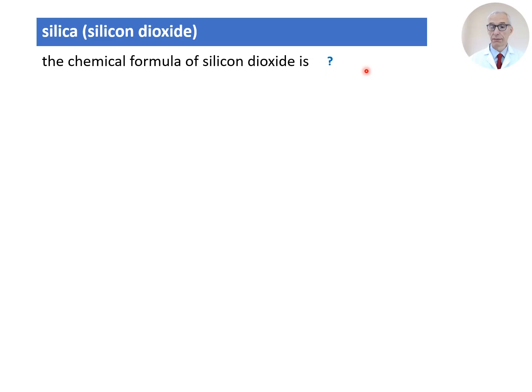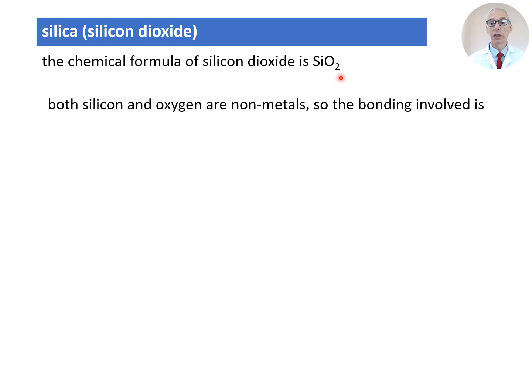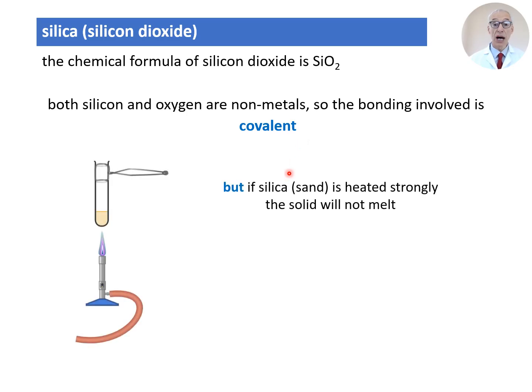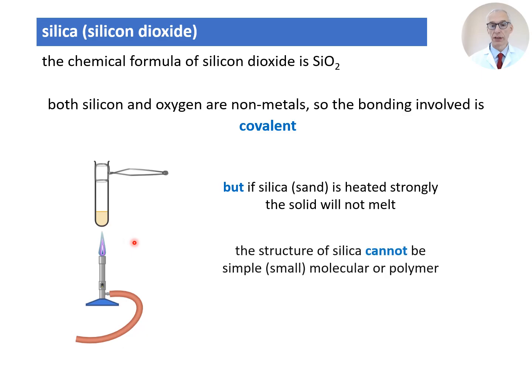Restart when you are ready. Okay, silicon dioxide, SiO2. We've got two non-metals, so the type of bonding involved would be covalent. And we would expect silicon dioxide as a covalent substance to have a low melting point. But if you heat silicon dioxide, that is silica or sand, in a test tube over a hot Bunsen, you will find the solid will not melt.